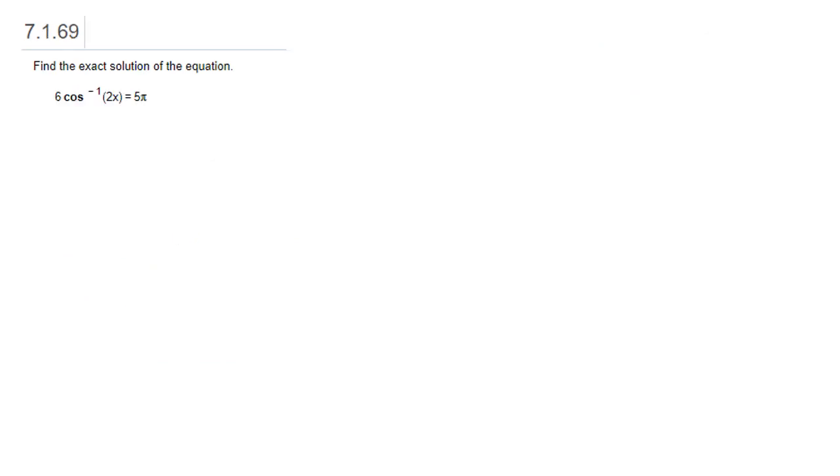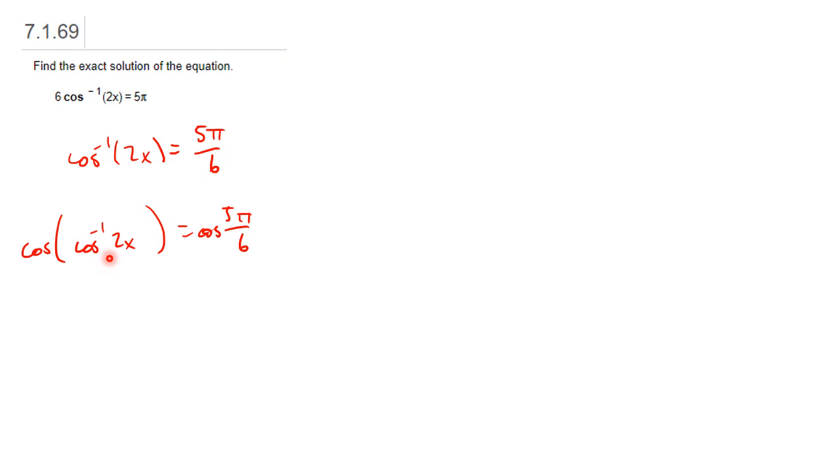Okay, let's try to solve this. So again, we're going to divide by 6. So I get the arc cosine of 2x is equal to 5 pi over 6. So if I take the cosine of both sides, on the left, here's what we're saying. This is an angle whose cosine is 2x. Now take its cosine. What do you get? Well, this was an angle whose cosine is 2x, so its cosine is 2x.